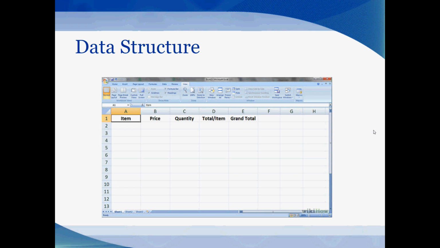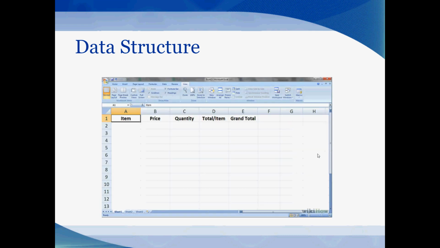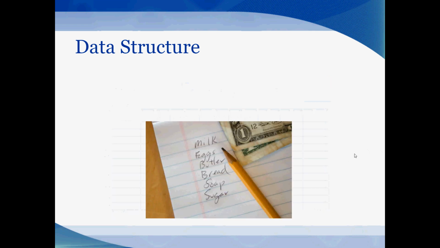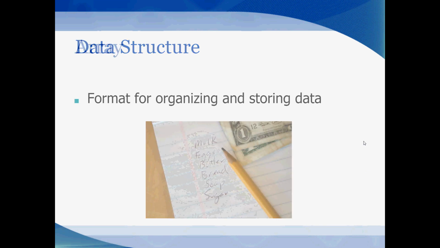A data structure is for the purpose of storing data, and the type of data you store will determine what your data structure will look like. So if we wanted something that would contain a lot of information, we could use some sort of table type of structure. If we want just a simple list, we could use just that. So a data structure is just the format that you use for organizing and storing your data.